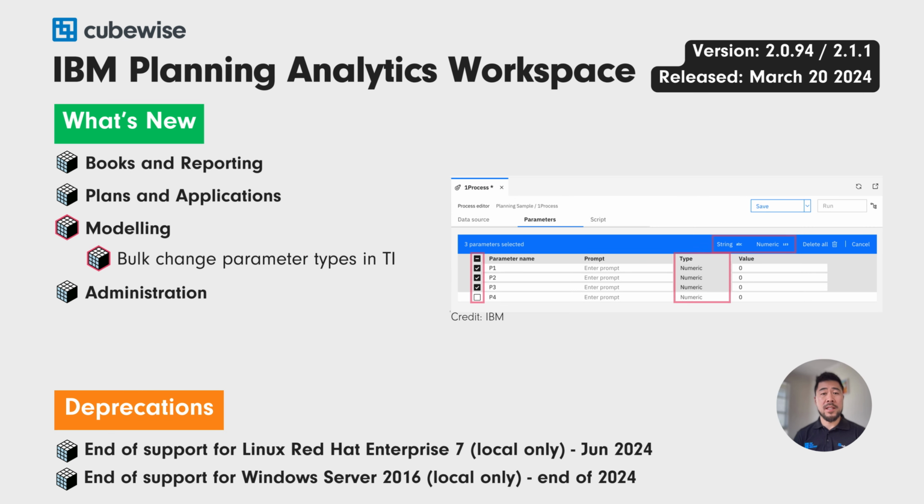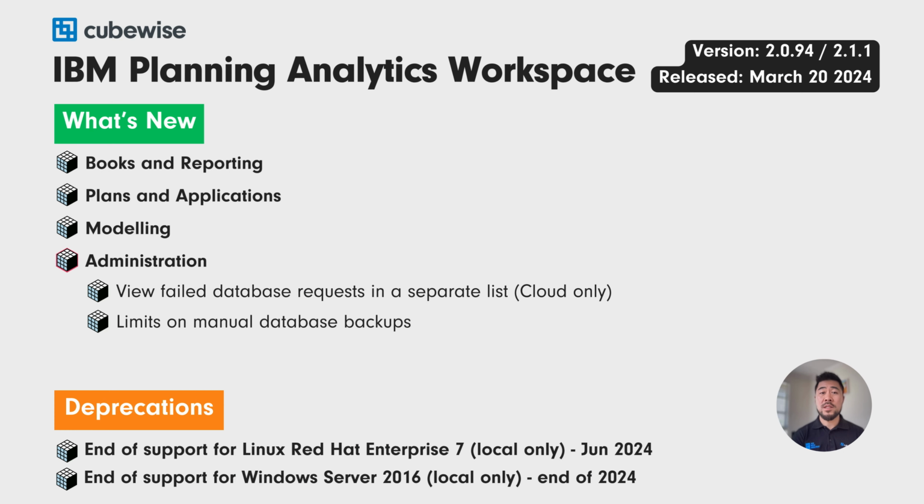When setting up parameters in the TurboIntegrator process, you can now change a type in bulk, making it easier to adjust between string and numeric. Lastly, what's new in administration?